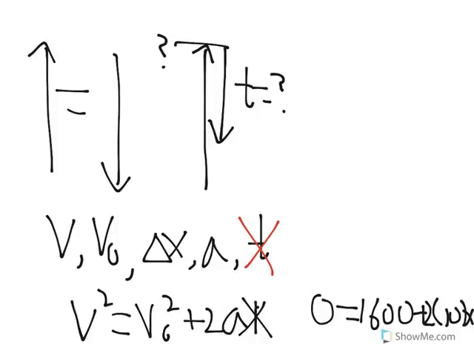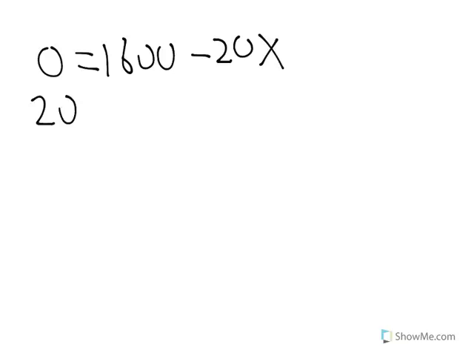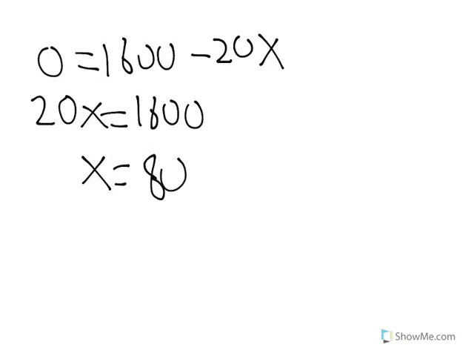So let's go through and try to solve that. That'd be 0 equals 1600 minus 20, and that should be negative 10 in the last equation, because gravity's going downwards, times x. So let's add 20x to both sides. 20x equals 1600. So dividing through, x equals 80. Now that we know the maximum height, now we can start doing the free fall equation, because the free fall equation needs x, which is the position at the end.